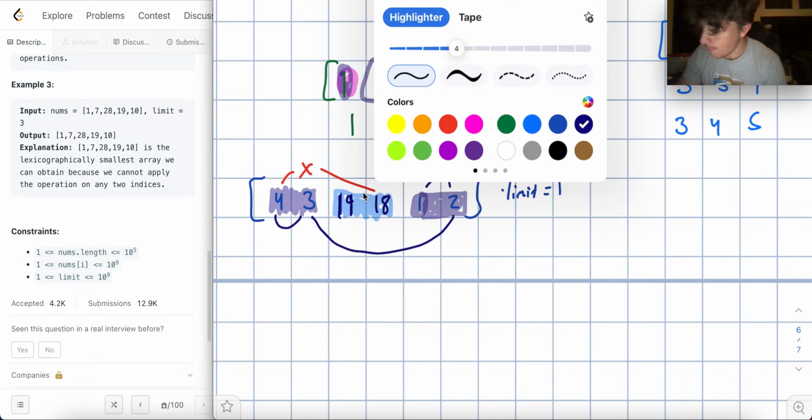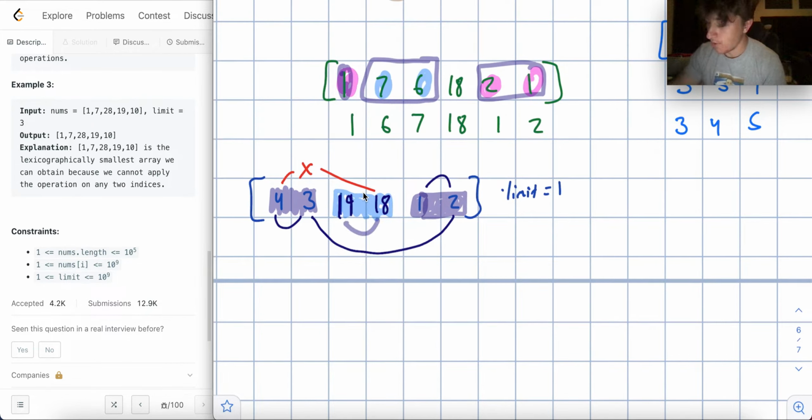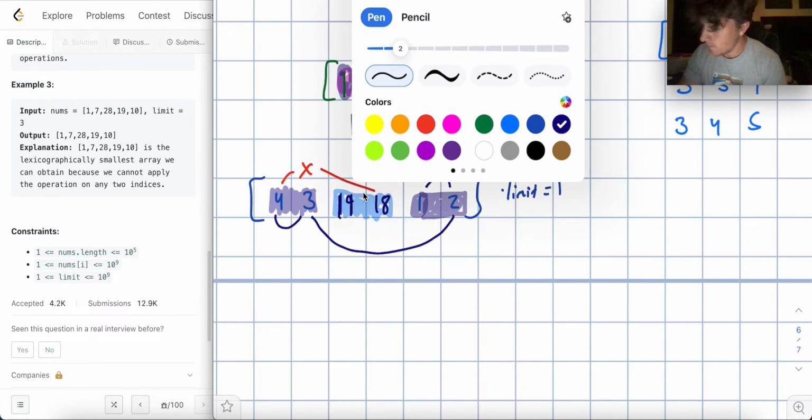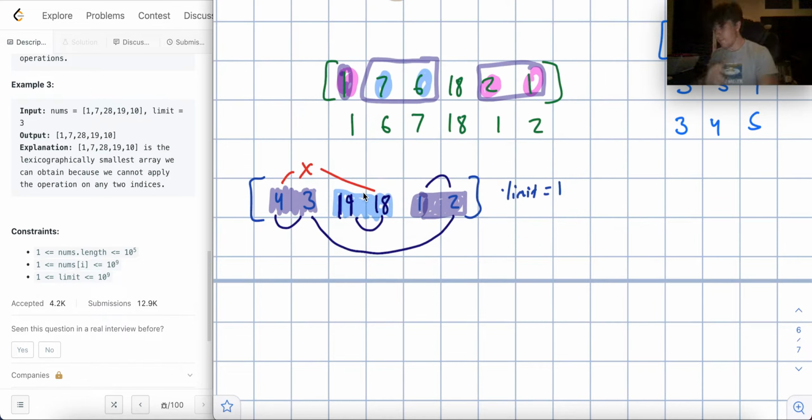Okay. Very sloppy work here, Ben. Good job. All right.